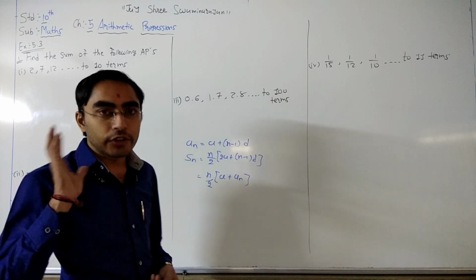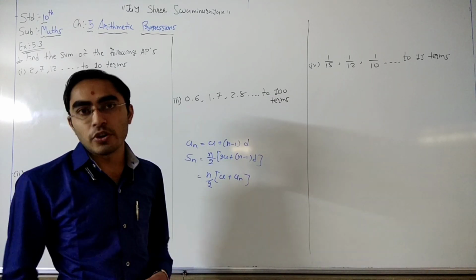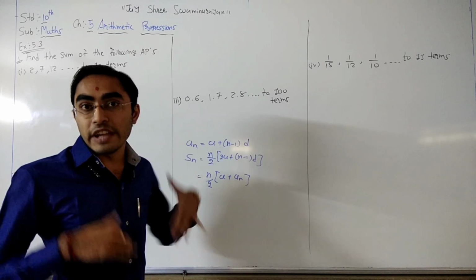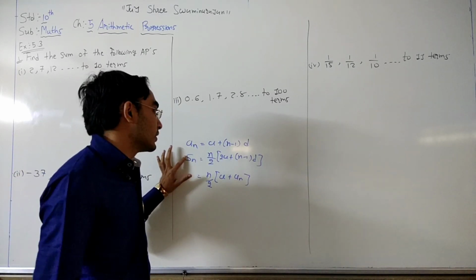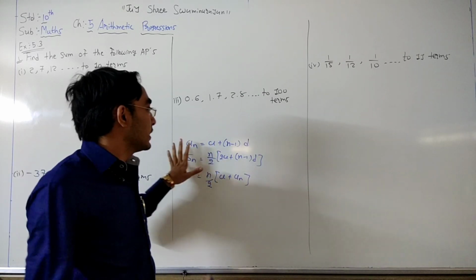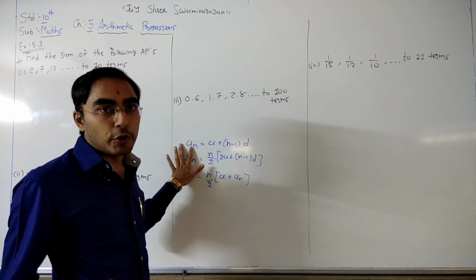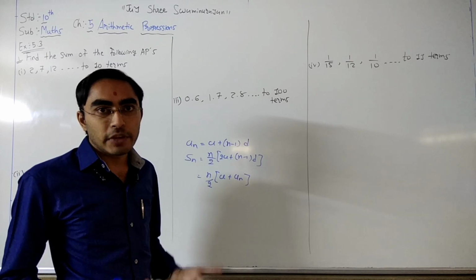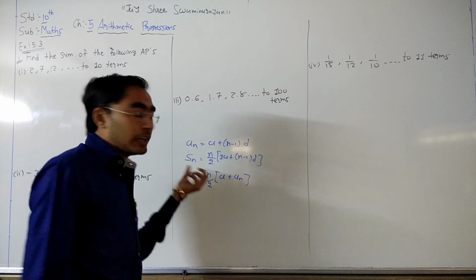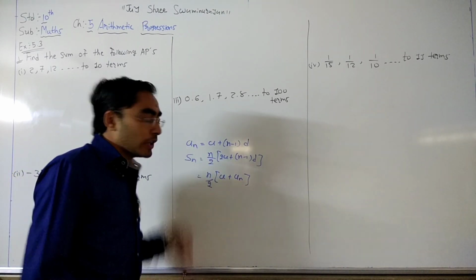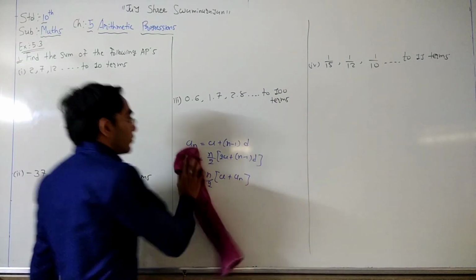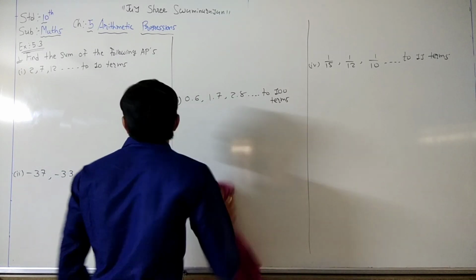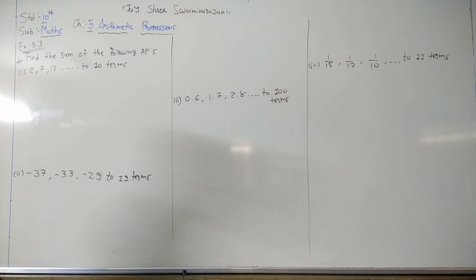Here in exercise 5.3, we need to find the addition of terms, so we need to use the formula of Sn. Previously, in exercise 5.2, we used an because we needed to find the nth term. Here we need to find the sum of n terms, so we use this formula. Now let's start with question number 1.